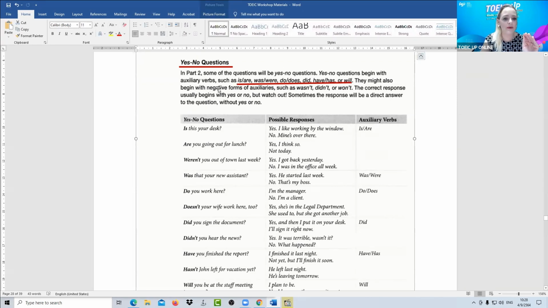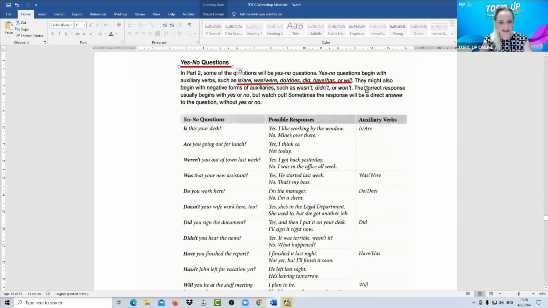They might also begin with a negative form of the auxiliary verb. So we're looking at wasn't, didn't, or won't. Those are negative forms. So the question can start with the positive, the affirmative, or the negative. Okay, so was is the affirmative, wasn't is the negative. It can start with the affirmative or the negative. For all of them: is, isn't, are, aren't, was, wasn't, were, weren't, do, don't, does, doesn't. Okay, so each affirmative has a negative, and that can also start the question.